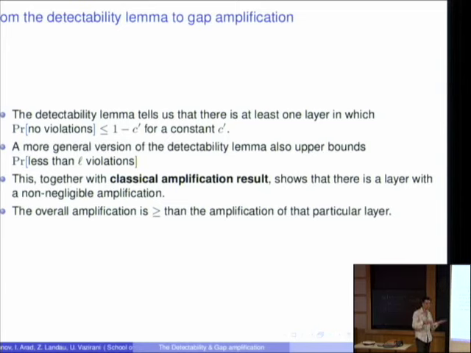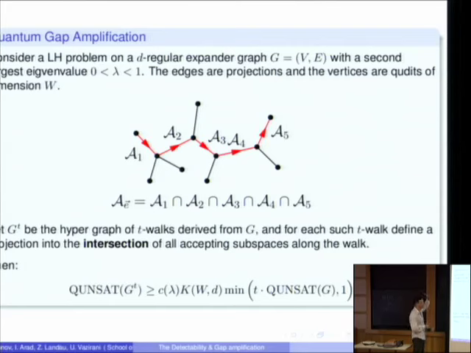It does not conclude the gap amplification. To prove the quantum gap amplification, one must use this detectability lemma and even a more general version of it, that deals not only with whether the layer is completely satisfied or violated, but whether there are some L violations there or not. That, together with the classical amplification results, tells us that there always must be a layer in which the classical amplification will be significant, and therefore the overall amplification of the system will be non-negligible.